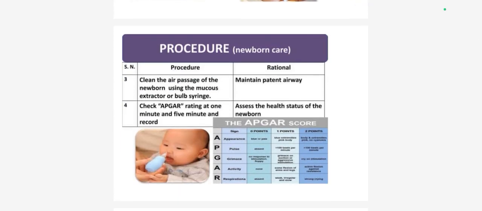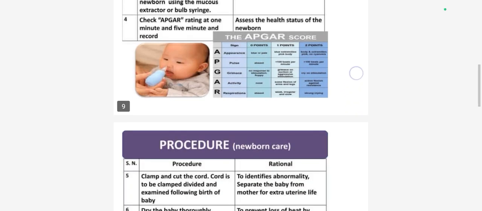Clean the airway of the newborn using the mucus extractor or bulb syringe, to maintain a patent airway of the baby. Check the Apgar score rating at 1 minute and 5 minutes and record it, to assess the health status of the newborn. The Apgar score signs: APGAR. A represents appearance, P represents pulse, G represents grimace, A represents activity, and R represents respiration. Scoring is 0 points, 1 point, and 2 points.